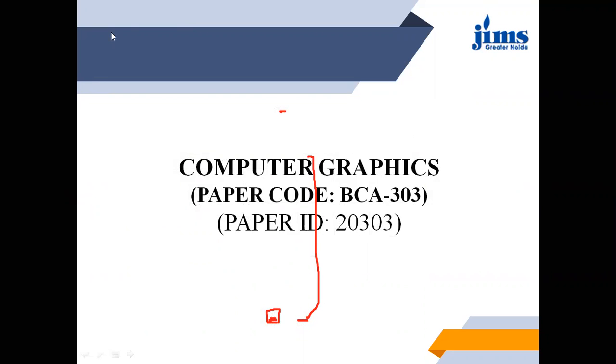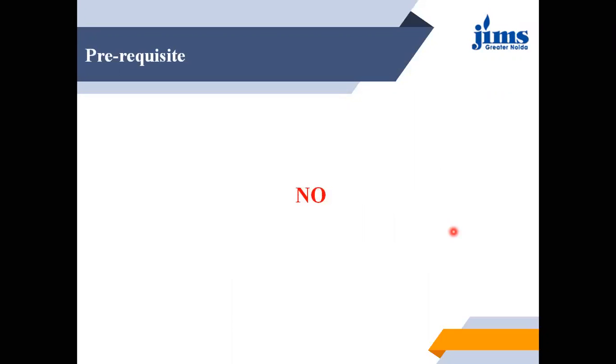So I will teach you computer graphics in this semester, and the paper code for CG, also called CG in short, is BCA 303, whereas the paper ID of computer graphics is 20303.